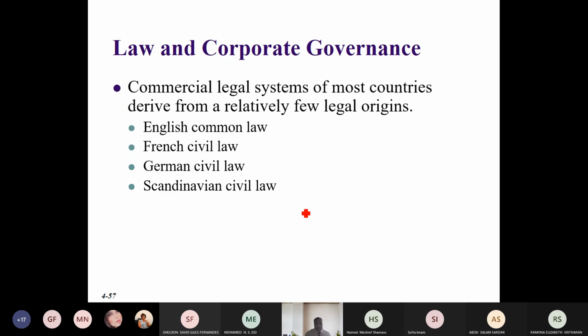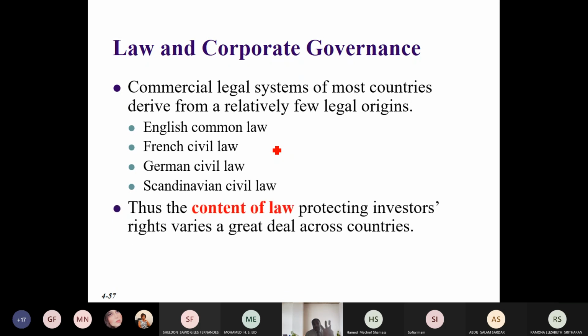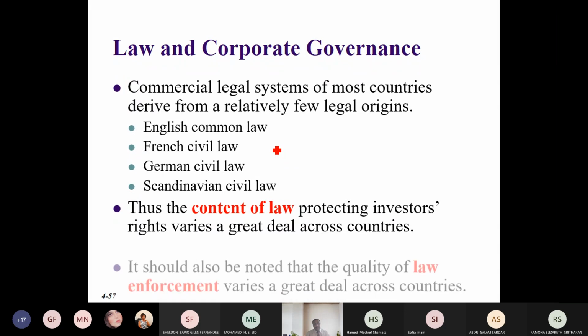Yeah, the legal system and the corporate governance is derived from the law of the country. In different countries, different law. Like this corporate governance is protected by English common law; in France, it is French civil law; Germany, German civil law; then Scandinavian civil law, which is applied in Scandinavian countries. So these are the laws which protect corporate governance and force the company to apply the rules of corporate governance. And the content of the law protects the investors who are the shareholders. Okay. Basically the aim of corporate governance is to protect the shareholders. That is one of the most important aims of corporate governance.